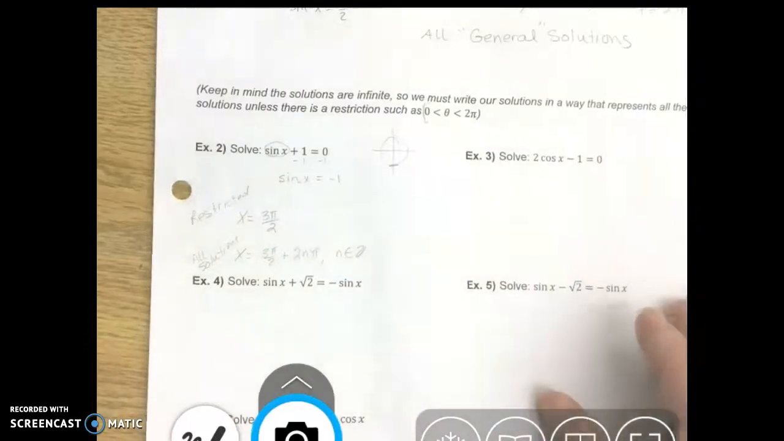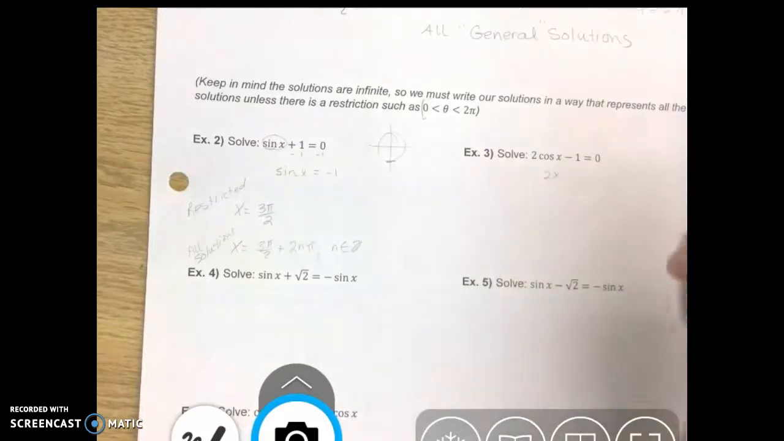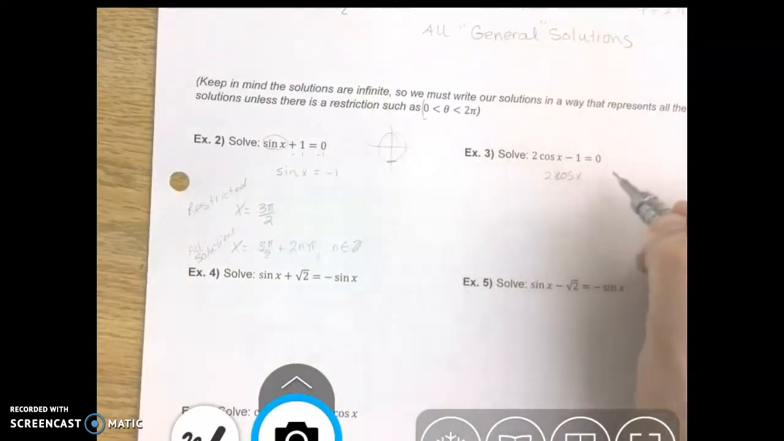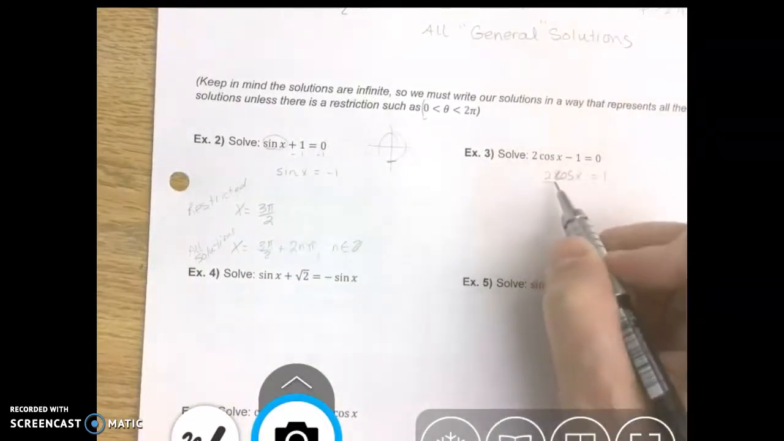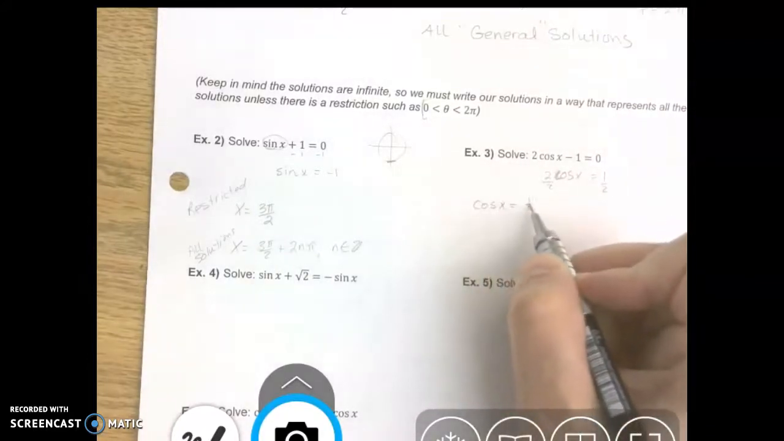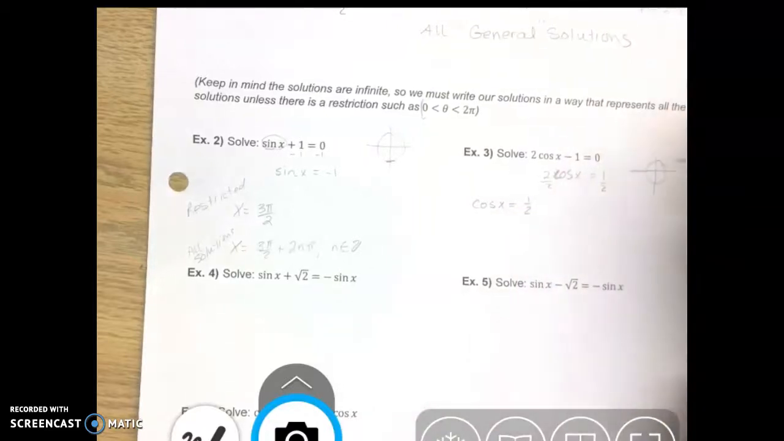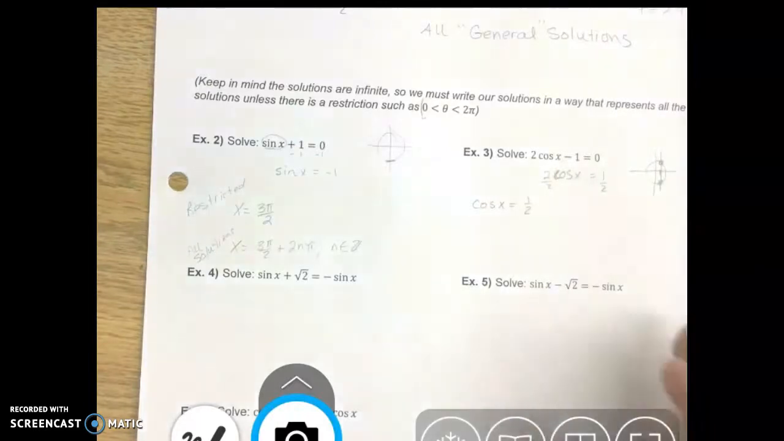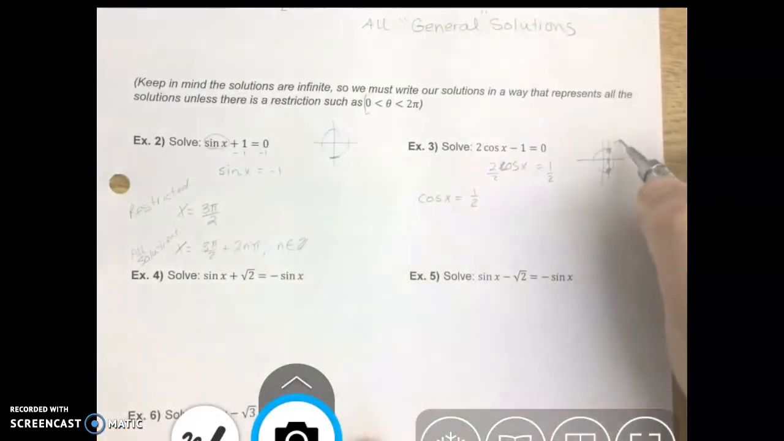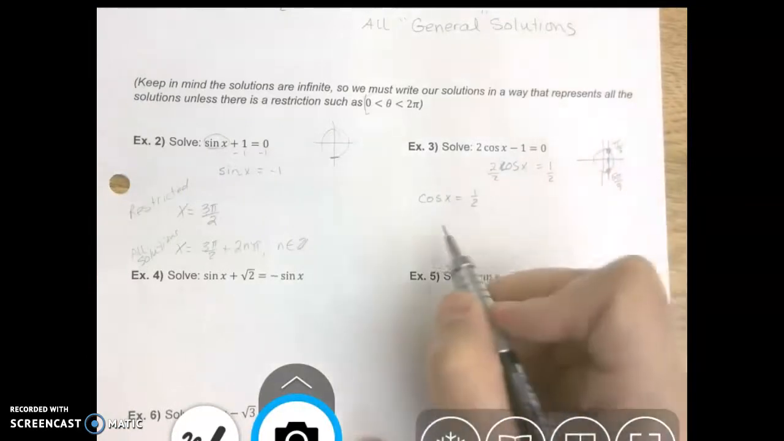Okay. Next one here, I add 1 to both sides. I get 2 cosine of x is equal to a +1. Divide by 2. So I get that the cosine of x is equal to 1/2. So I think back to my unit circle. Cosine is an x value. So right here, when is that cosine a +1/2? And it looks like it'll be in two places. This is going to be pi over 3, and this will be 5 pi over 3.